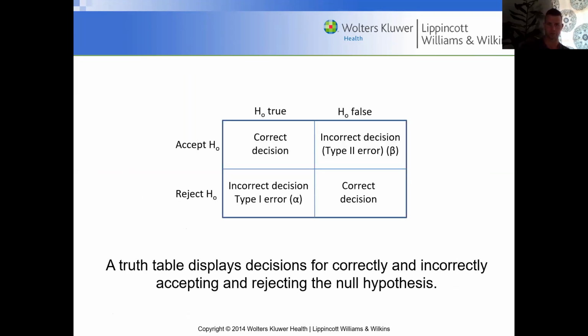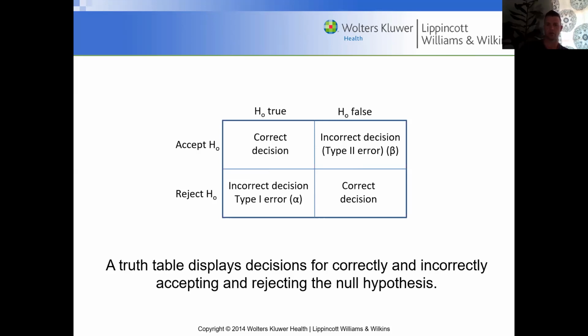All right. So this is what we call the truth table, how we accept and reject. If the null hypothesis is true and you accept it, you made a good decision. If the null hypothesis is false and you rejected it, that was a good decision, right? So you'll see those in the opposite corner, the top left and the bottom right. Top left is accepting the null when the null is true. Bottom right is rejecting the null and the null is false.